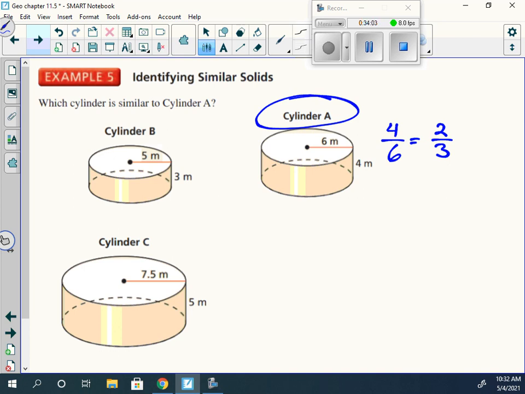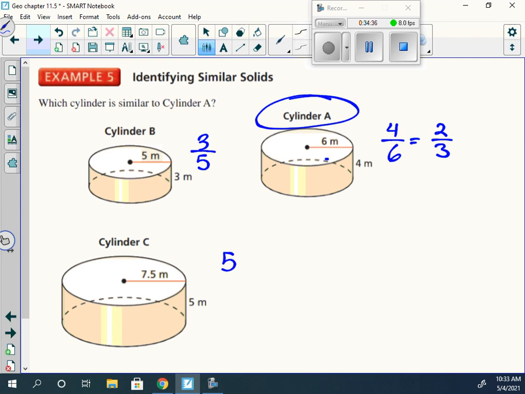So if we look at cylinder B, well, I put height over radius, yes? So this one here, I would put height over radius. Well, 3 over 5 reduce? Well, no, we can plug it in a calculator and do 3 over 5 and see, does that reduce, and it will just tell you it's 3/5. There's not a common factor between 3 and 5. So is cylinder A and B similar? No, because their scales are not the same.